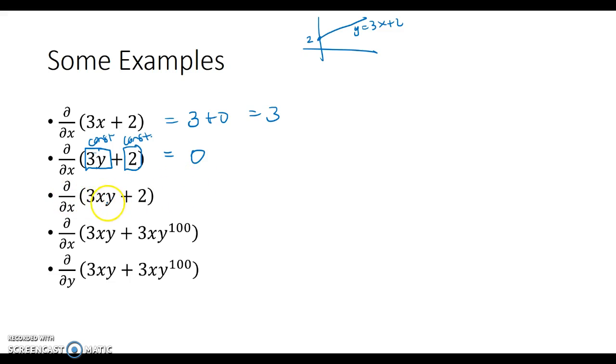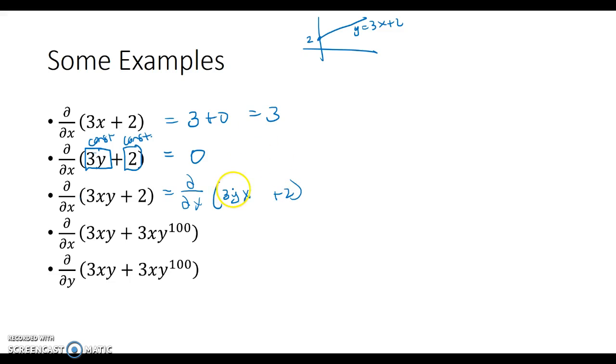Okay, well, let's make this a little bit more dynamic. Look at this function, and now it's the partial of 3 times x times y plus 2, and we want to figure out what's the rate of change in this function as x varies. Okay, well, wait a minute. So let's do a little bit of rearranging here. So this is going to be the partial with respect to x of 3y times x plus 2.